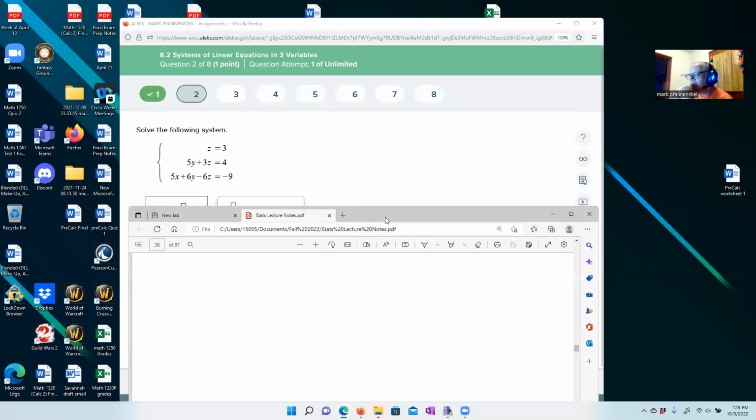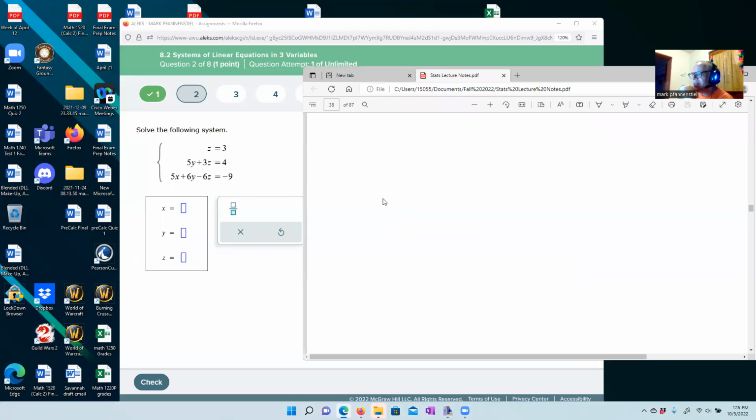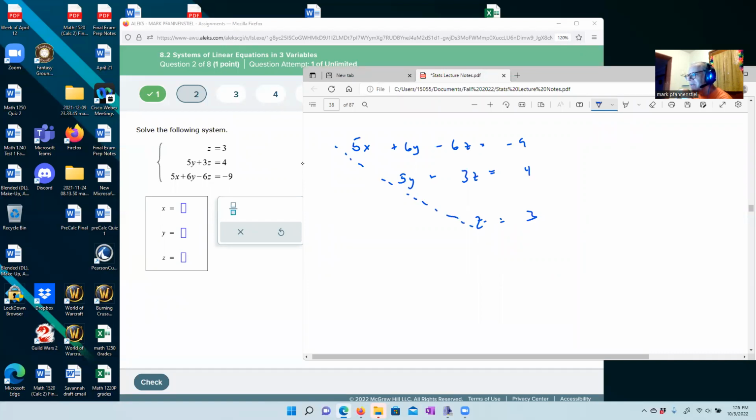Okay, there we go. So what I would write this down as is 5x plus 6y minus 6z is equal to minus 9. The second equation looks like 5y plus 3z is equal to 4. And the last one is z equals 3. And you see how this kind of makes a triangle here? The fact that it looks like a triangle like this, we call that upper triangular.